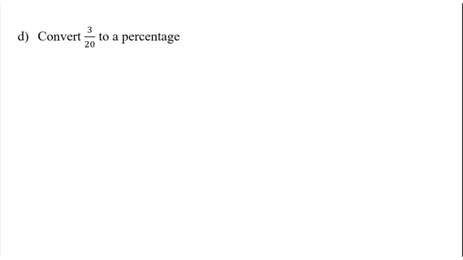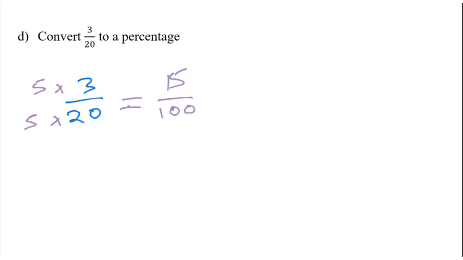Let's look at D here. So convert 3 over 20 into a percentage. Now one of the nicest ways to do this, I can do it long division, but in this particular case, can I find what the equivalent fraction is with the denominator of 100? So if I multiply 20 by 5, that would give me 100 on the denominator, and then I also need to multiply the numerator, so that would give me 15 over 100.